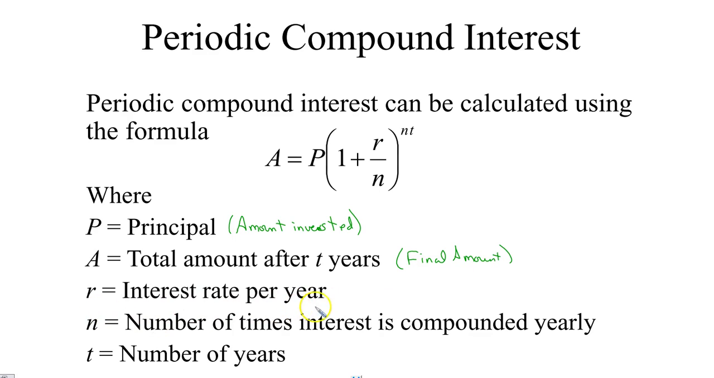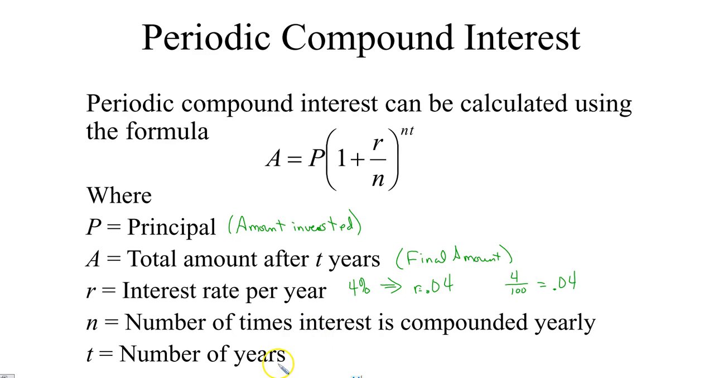R is your interest rate per year. Please remember this must be written as a decimal, so if it is, say, 4%, then I'm going to use R as 0.04. So just remember that we have to take the percent and divide it by 100. So 4 divided by 100 gives me 0.04, or you can just remember that you move your decimal 2 places to the left. Okay. N is the number of times compounded in a year. So I'm going to talk to you about that in just a second.